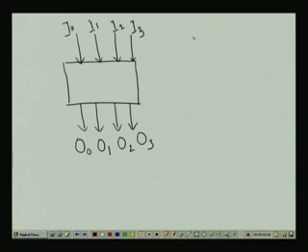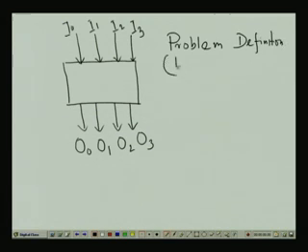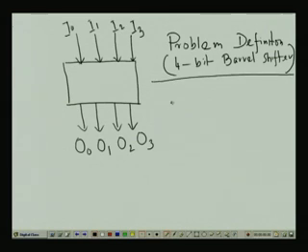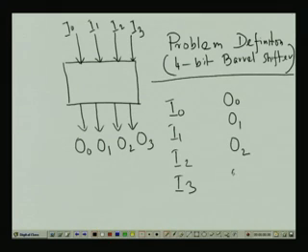Then the problem can be stated like that, or this is my problem definition: a 4 bit barrel shifter, with inputs I0, I1, I2, I3 and outputs O0, O1, O2, O3.